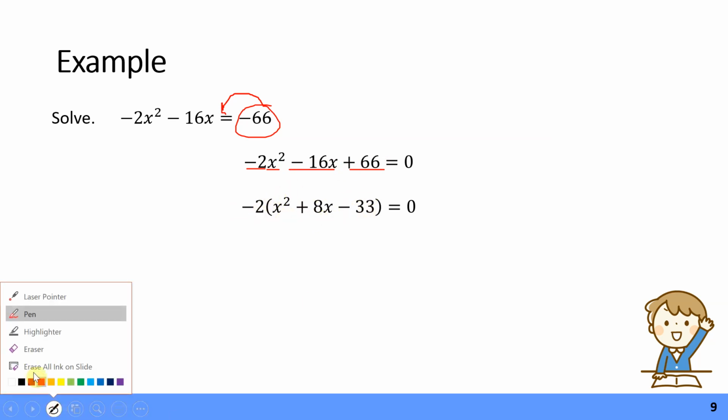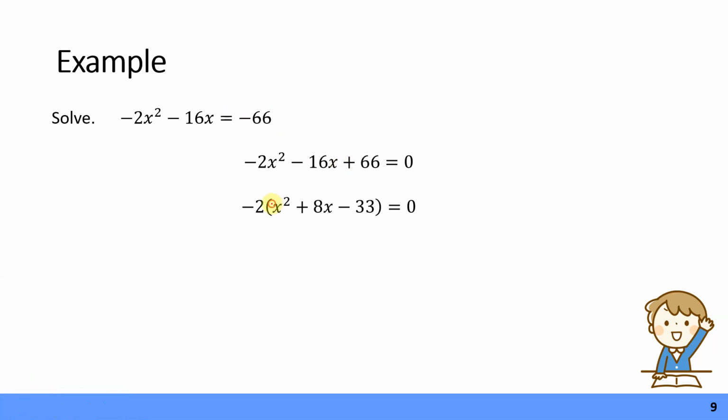Okay, so in order to do that, let's go ahead and just do it here. This number is a 1. So what are two numbers that multiply to negative 33 but add to positive 8? Those two numbers are 11 and negative 3, right? Let's try them out. 11 times negative 3 gives me negative 33. And 11 plus negative 3 gives me positive 8. And again, the negative 2, I just brought it down.